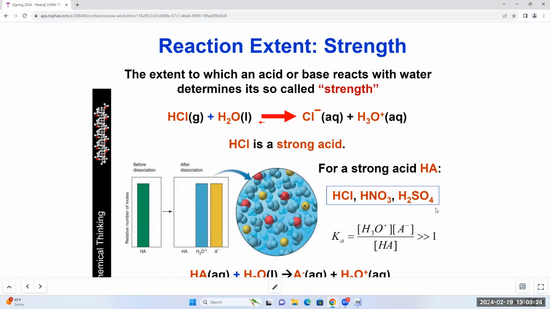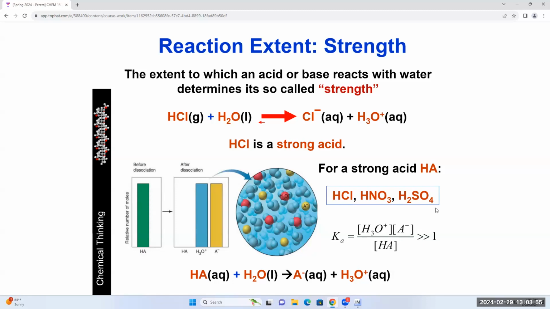Now, here's the caveat. I rarely ask you to memorize anything in my class, but I'm asking you to know some common strong acids: HCl, HNO3, and H2SO4. There are obviously more than this, but at least when you see HCl, HNO3, or H2SO4, I want you to know that we are dealing with a strong acid.